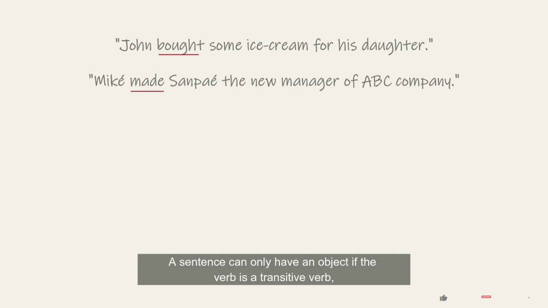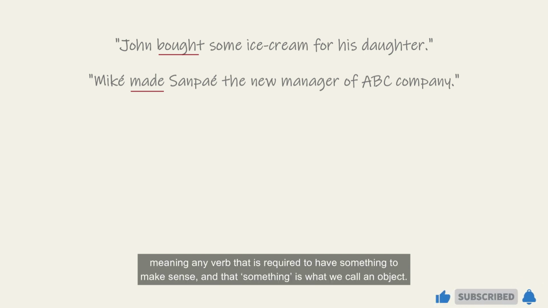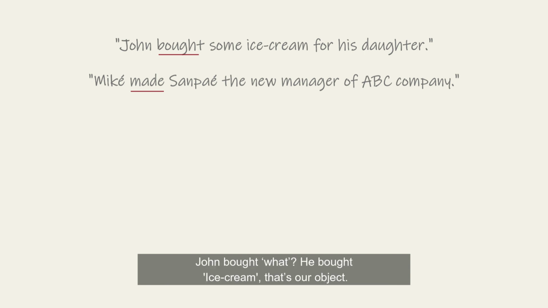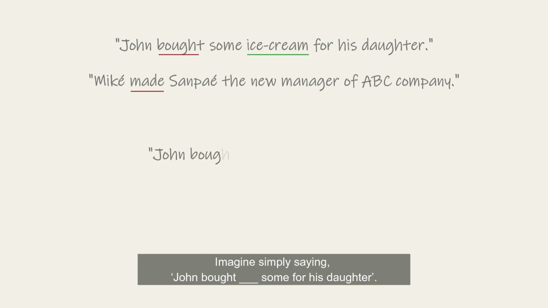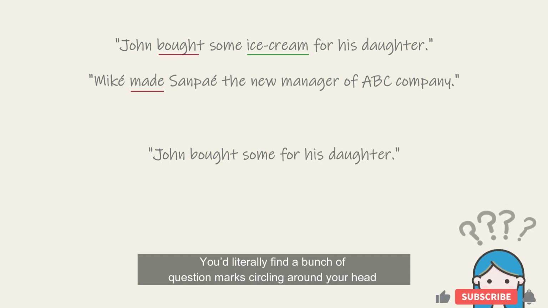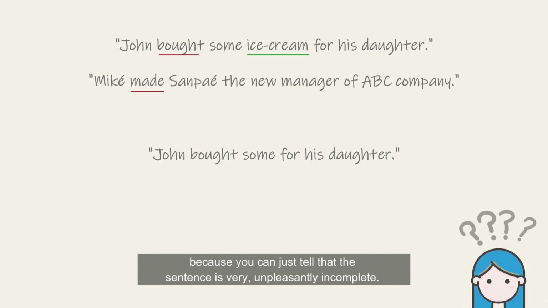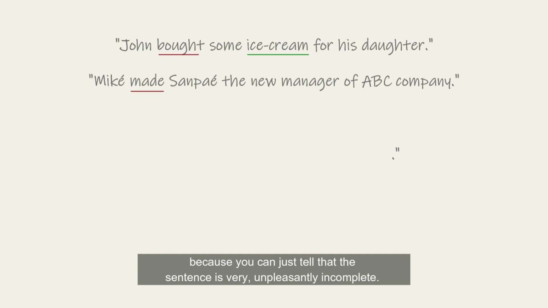Let's rack our brains a little and think back to the very basic rule. A sentence can only have an object if the verb is a transitive verb, meaning any verb that is required to receive something to make sense, and that something is what we call an object. John bought what? He bought ice cream. That's our object. Imagine simply saying, John bought some for his daughter. You'd literally find a bunch of question marks circling around your head because you can just tell that the sentence is very unpleasantly incomplete. Bought is an action verb.